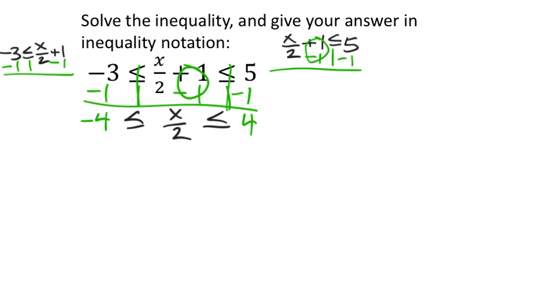And now, to solve this inequality, I just want the x in the end. And I don't want to divide by 2, so I'm going to multiply that by 2. So multiply everywhere by 2, all parts by 2. So 2 times negative 4, that's negative 8. And then 4 times 2, there's positive 8. Okay, so negative 8 is less than or equal to x, which is less than or equal to 8.